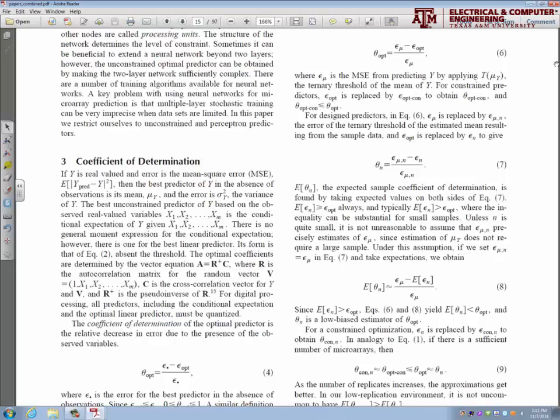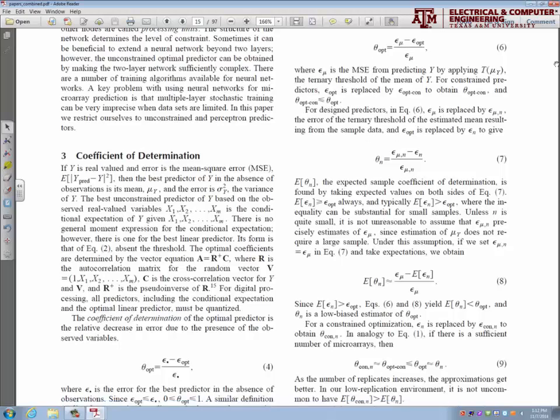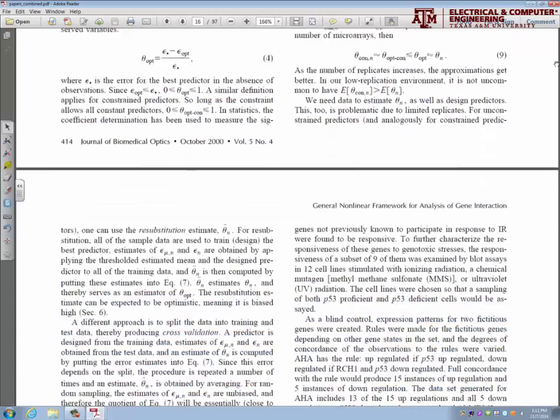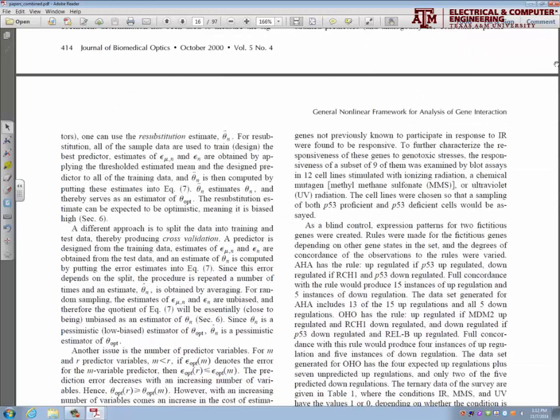Actually it's y using the thresholding function applied to the mean, because here you have a perceptron, so you have this linear thing, and then that is passing through a thresholding function. So that is epsilon mu, and then this is the error that you get from the predictor that you come up with using all the data. Now, if you're going to get the COD in the case of constrained prediction, then this will be replaced by epsilon opt constraint. That's what is being done here. All right, any questions?